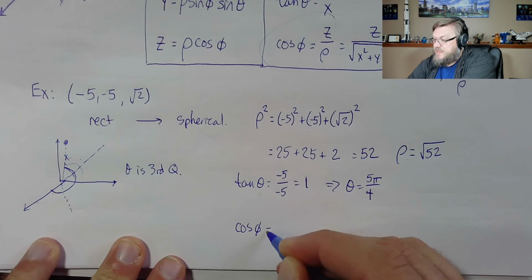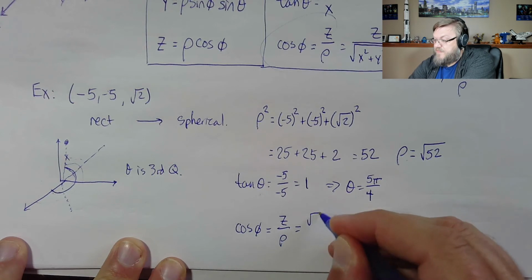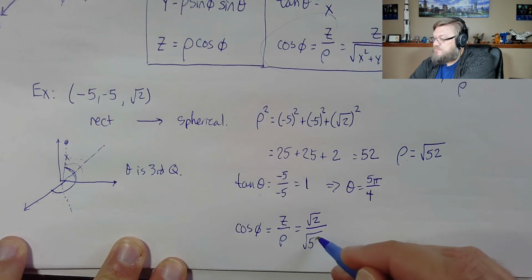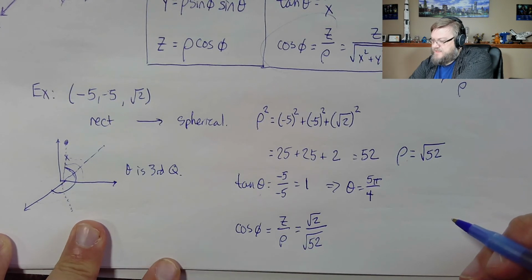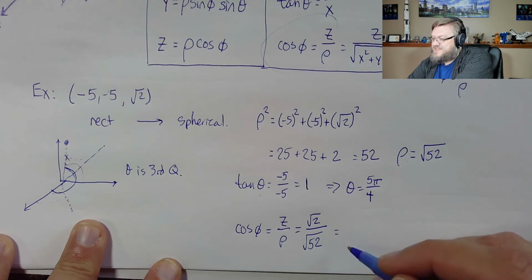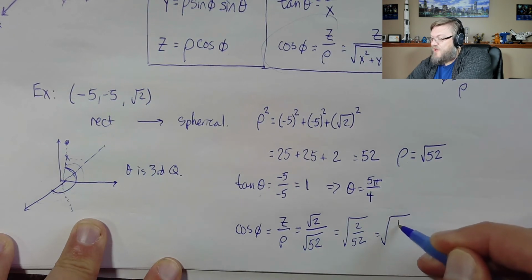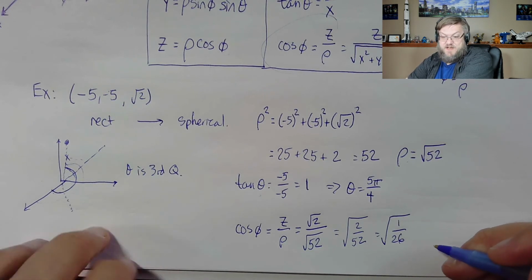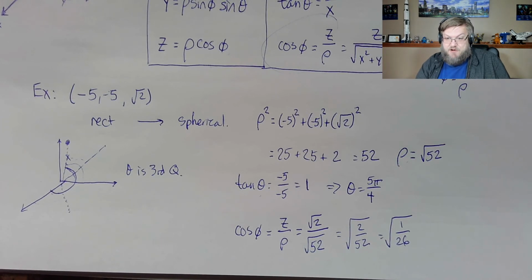cosine of phi is z divided by rho. Z was given, root 2. Right? Rho was calculated, root 52. Okay. And I don't think this is pretty. Yeah, this is not going to work. What would this be? This is the square root of 2/52. Are you kidding me? The square root of 1 over, what is that, 26? Yeah, that's not going to be a pretty number. So this is good. This is instructional. Because what I can do now is show you how I would handle this.